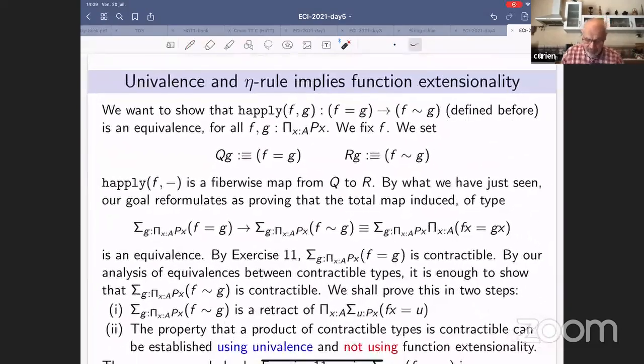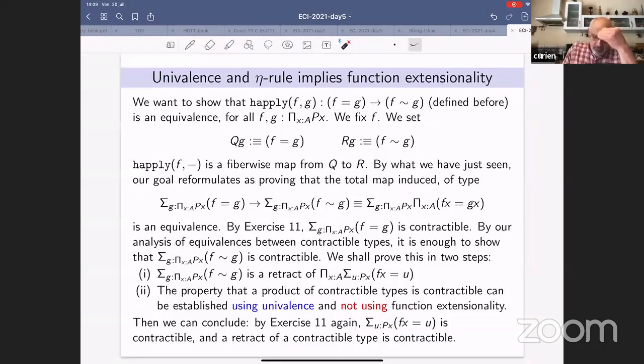Okay, so we were at the point of discussing that function extensionality can be deduced from univalence and Eta Rule. And I will not repeat this slide. In this slide, I sort of reduced the problem of showing this to two subtasks. Okay, one subtask is to prove that this type here, okay, so we clearly have fixed F here. Okay, and if we take the type of all pairs of G and proof that G is homotopic to F, is a retract of some other type, okay, which is this one. And so that was property 1.